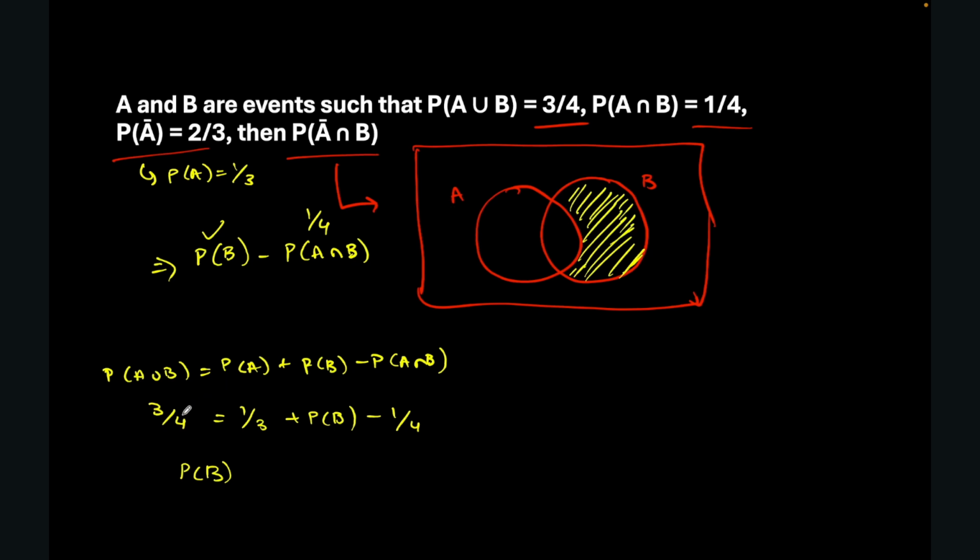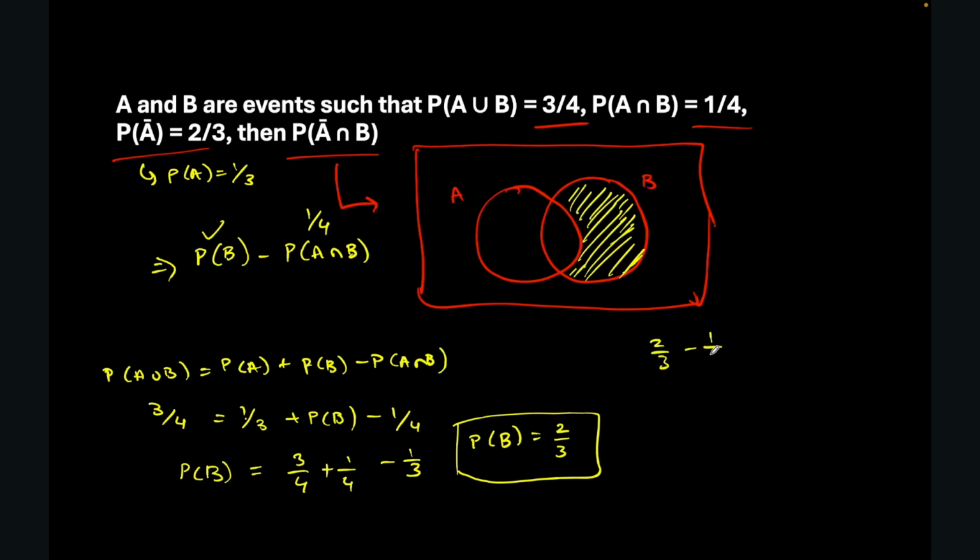Let me just check. I think I've messed up somewhere. So this is 1/3 probability of B. Okay, so yeah, this is going to be 3/4 minus 1/4 minus 1/3. I apologize, this is going to be plus. So the probability of B is going to be 2/3. Now that we have that, we just have to do 2/3 minus 1/4.